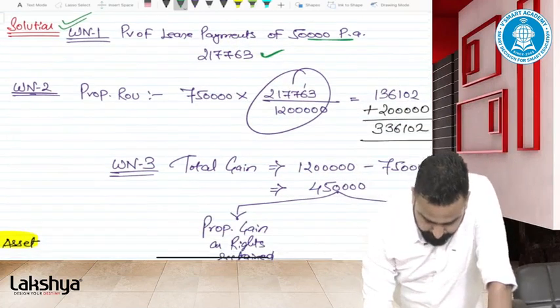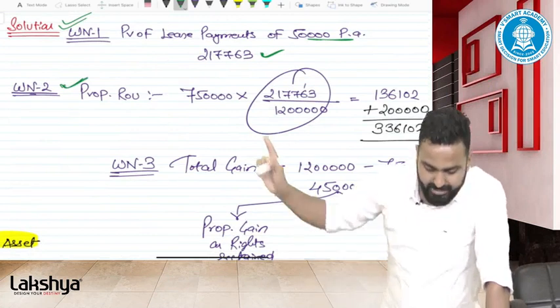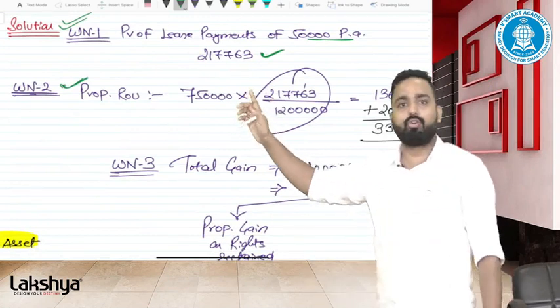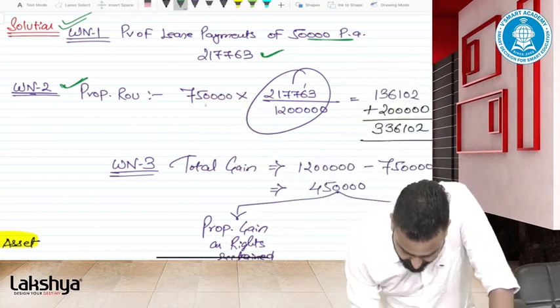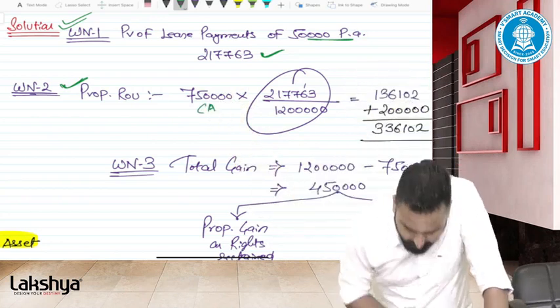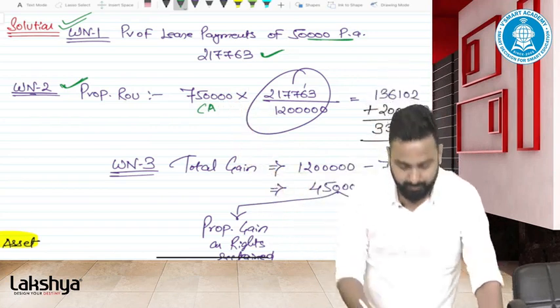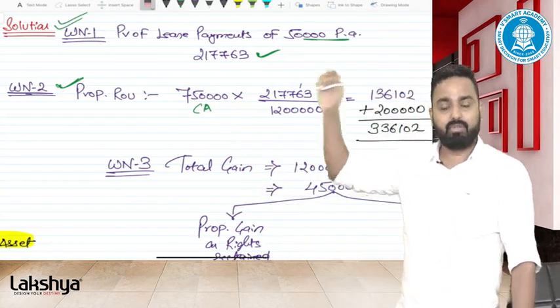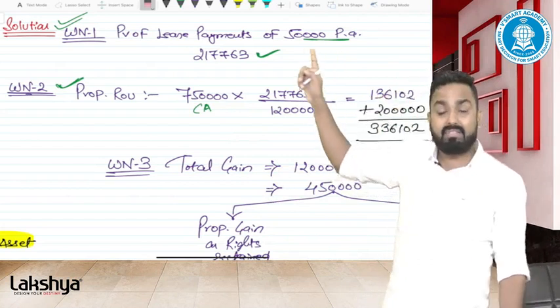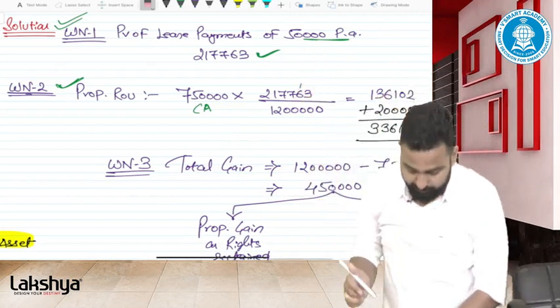Now, how to calculate the proportionate ROU? The proportionate ROU will be on the proportion of the carrying amount. So, this is the carrying amount. Technically, this is the carrying amount. And technically, this 50,000 is a lower rent.